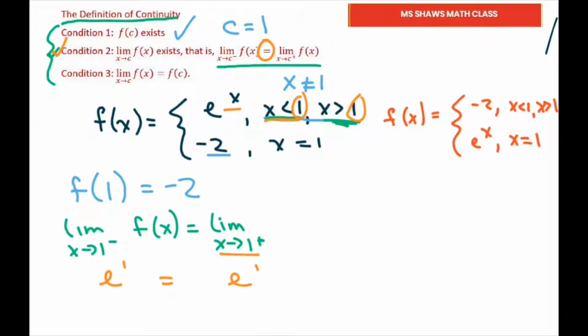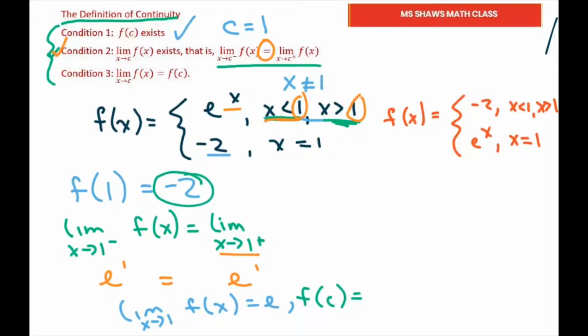Now, condition 3 means we compare these values. The limit as x approaches 1 of f of x equals e. However, our f of c equals negative 2. Since these two don't match, condition 3 is not satisfied. So I'm going to leave it to you to do this one. You're going to get the same situation. It's very similar. And now we'll graph these.